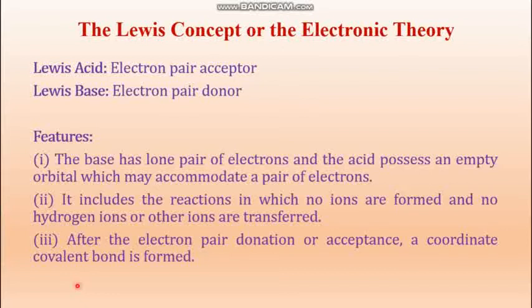Actually, a coordinate covalent bond is a type of covalent bond which is the primitive stage of formation of an ionic bond. Ionic bond means a covalent bond with high polarity, with a positive end and a negative end. So this coordinate covalent bond is formed in the case of an acid-base reaction. So we have to throw more light on this theory with some examples.